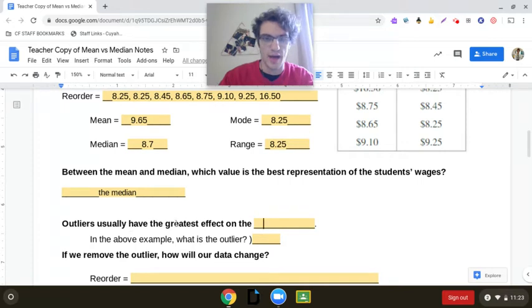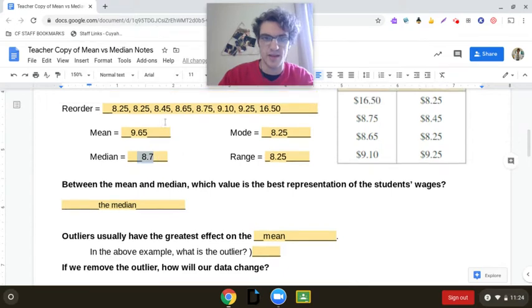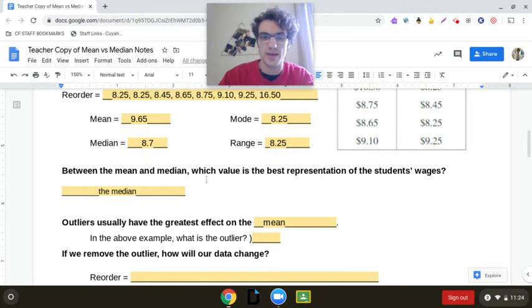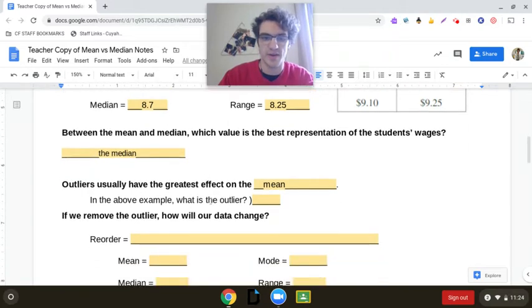So outliers usually have the greatest effect on the mean. Right? As we saw, the mean, the average, went up a lot. But the median stayed pretty similar. If this value would have been not an outlier, not something that was significantly greater than the rest of the data, the mean would not be so affected.